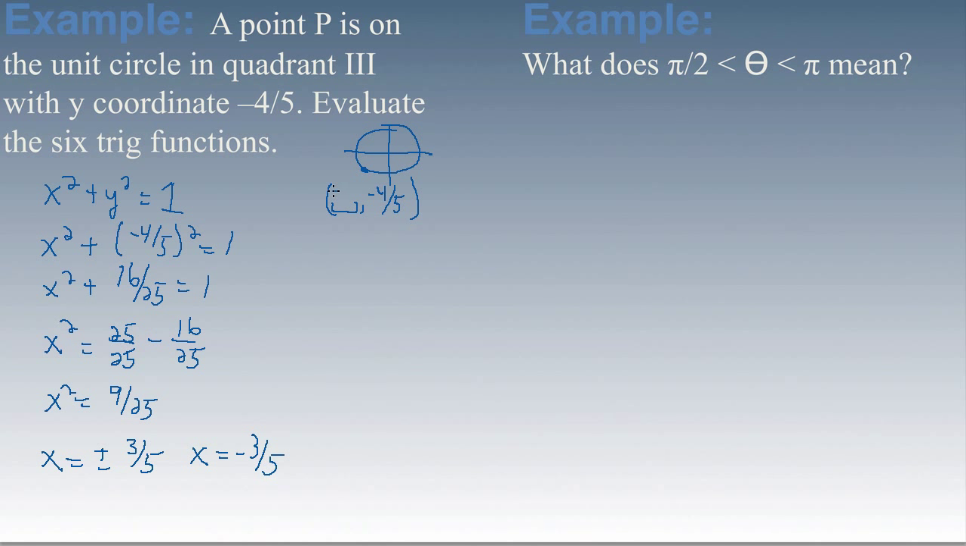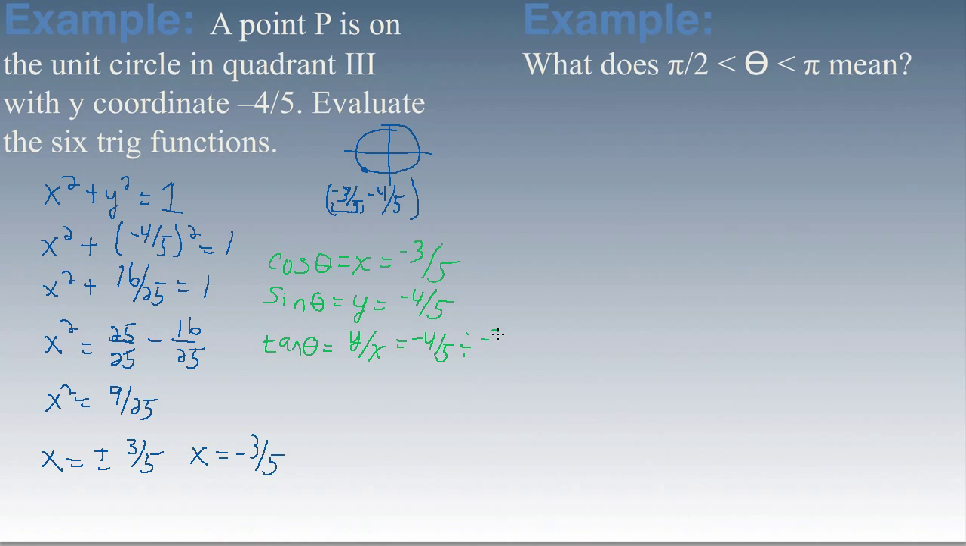Now that I know x and y, I can answer all 6 trig functions. Going in order, cosine, and I'm going to use theta, is the x-coordinate, which is -3/5. Sine theta is the y-coordinate, which is, we were told, -4/5. And tangent is y over x, which is a fraction -4/5 divided by -3/5.